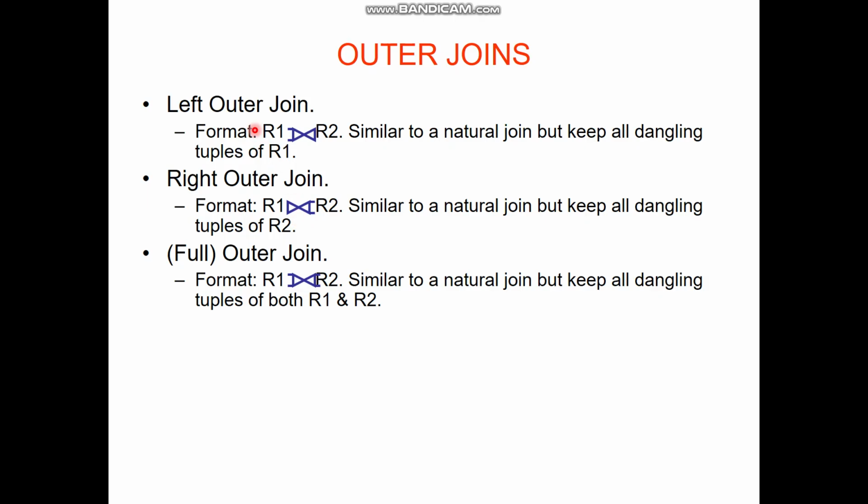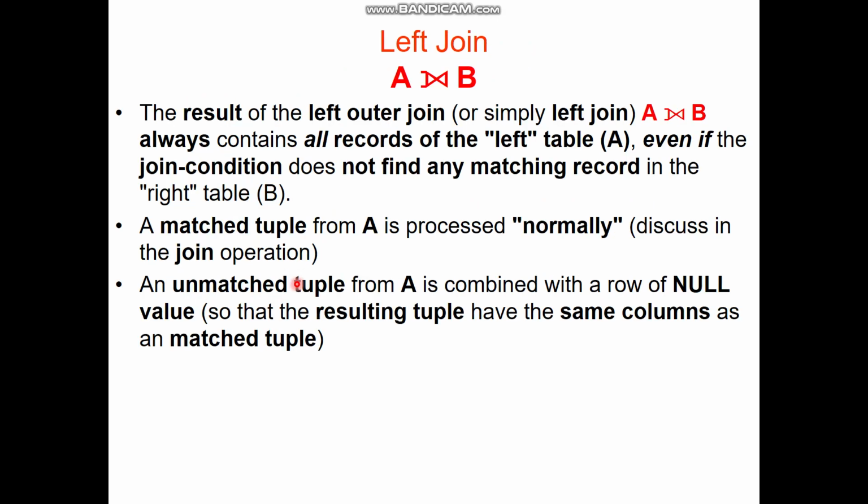So we'll keep the records of the left. In right outer join, we'll keep the records of the right table, and in full outer join, we'll keep the records of both the tables. So left outer join means keep the matching records of both R1 and R2, and unmatched records of R1 as well. Right outer join means keep the matching records of R1 and R2 and unmatched records of R2. Full outer join means keep the matching records of R1 and R2 and also unmatched records of R1 as well as R2.